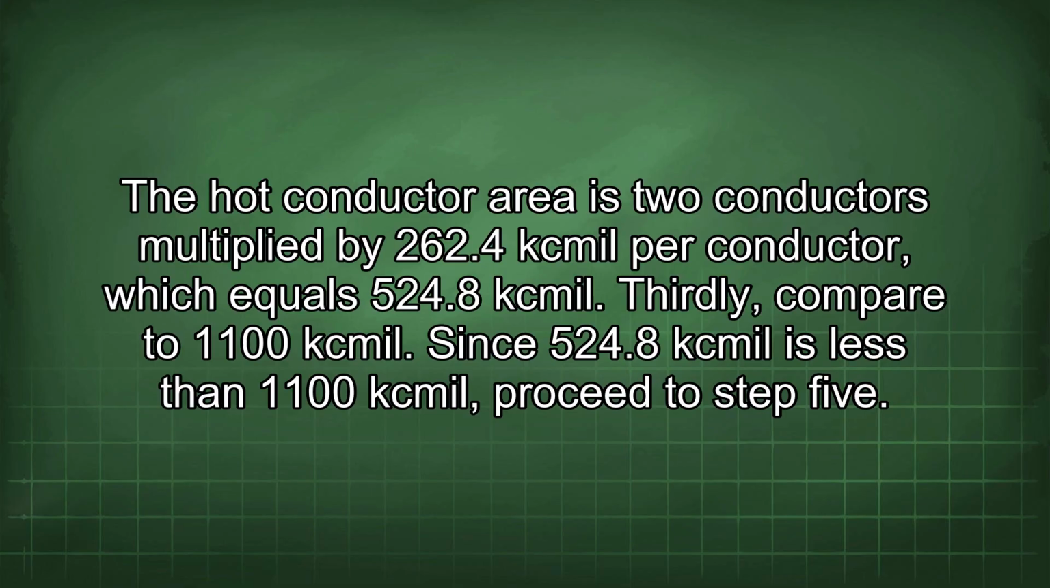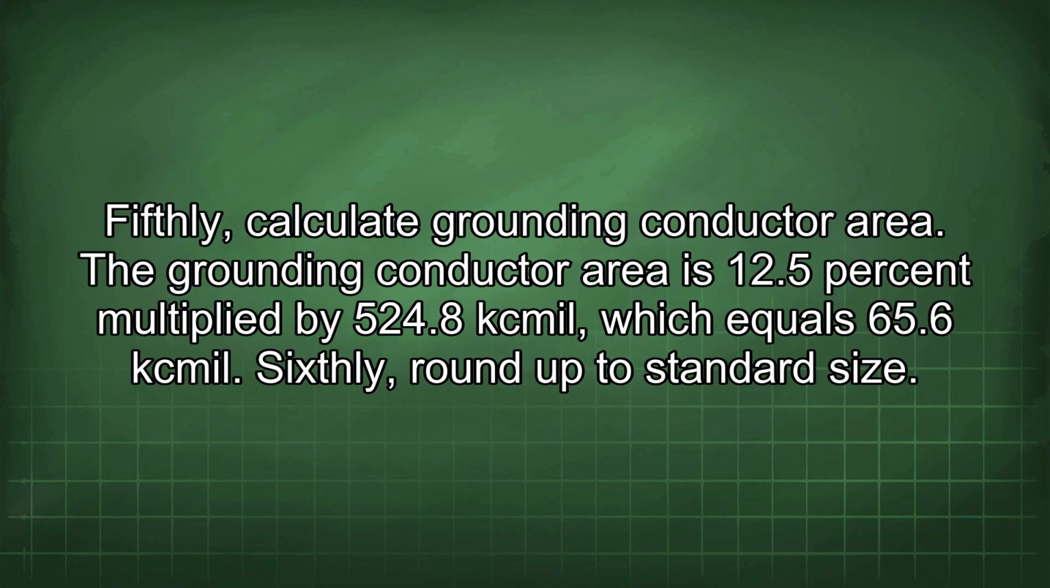Thirdly, compare to 1100 kcmil. Since 524.8 kcmil is less than 1100 kcmil, proceed to step 5. Fifthly, calculate grounding conductor area. The grounding conductor area is 12.5% multiplied by 524.8 kcmil, which equals 65.6 kcmil.